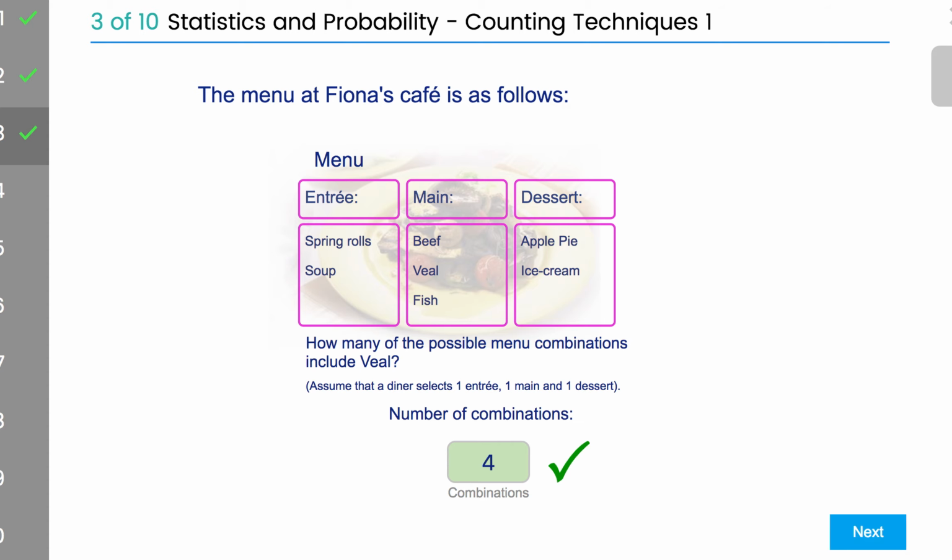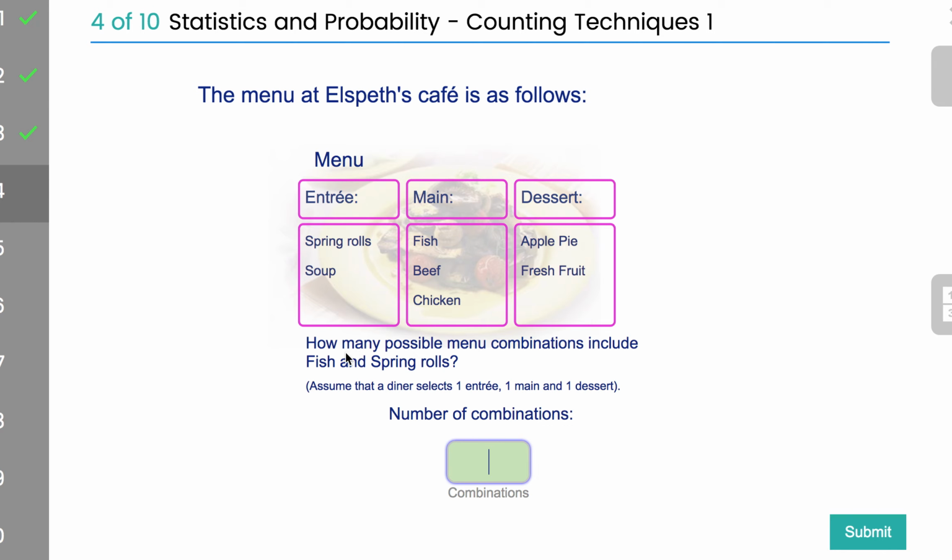Okay. Next one more. How many possible menu combinations include fish and spring rolls? So if they've got to have spring rolls in, then there's only 1 in this column, 1. If they've got to have fish in, then there's only 1 combination from here, so it's 1. So 1 times 1 is 1, times by 2 possible desserts. They don't make us have a particular dessert. So 1 times 1 times 2 is 2. Okay, so just multiply the columns together, but read the question because sometimes they make you choose certain 1 or 2 of the things.